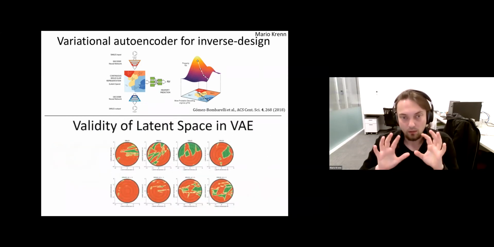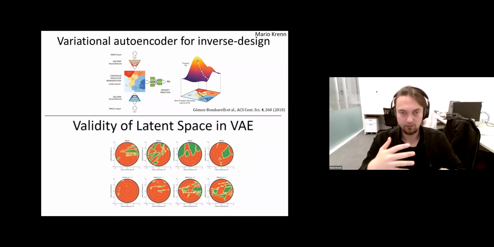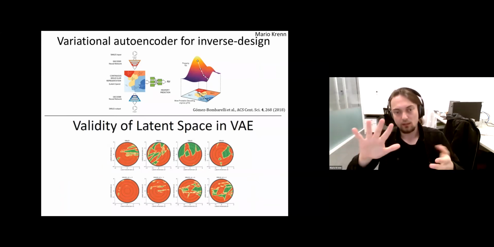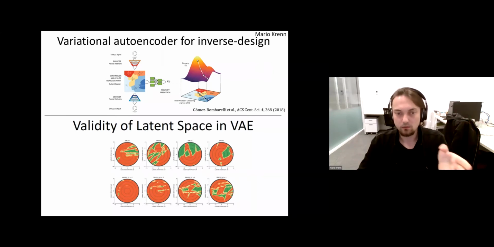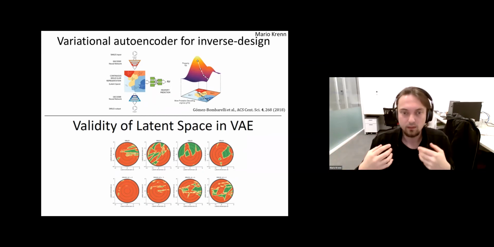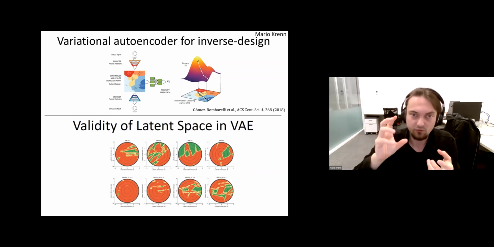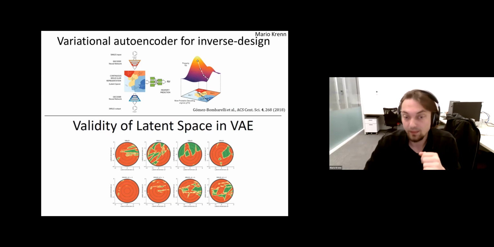If you look at the latent space of a variational autoencoder that is trained on SMILES, and then you scan through some of the dimensions in this latent space, you see that many of the strings that you would decode correspond to invalid strings. Here red is invalid, green is valid. So you see huge regions are basically invalid. So the whole idea of this differentiable optimization gets quite difficult.